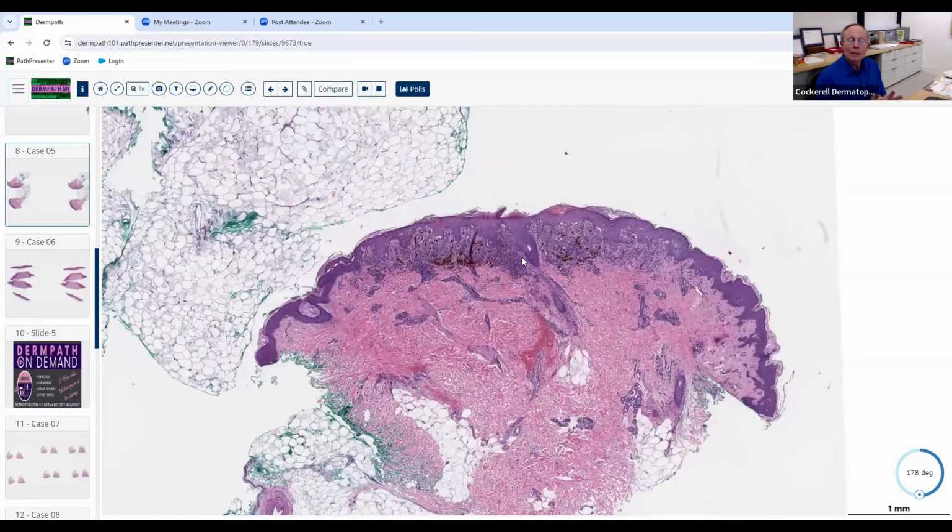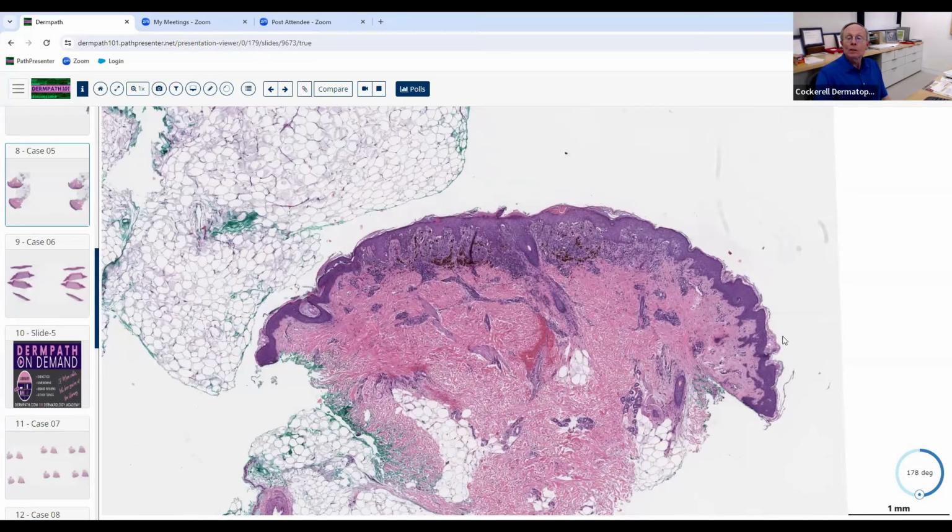So what kind of differential do we have to deal with right away? Well, obviously the most important thing is benign versus malignant. Melanoma or not malignant melanoma. Those are the two number one things that we are looking at when we're looking at a pigmented lesion.